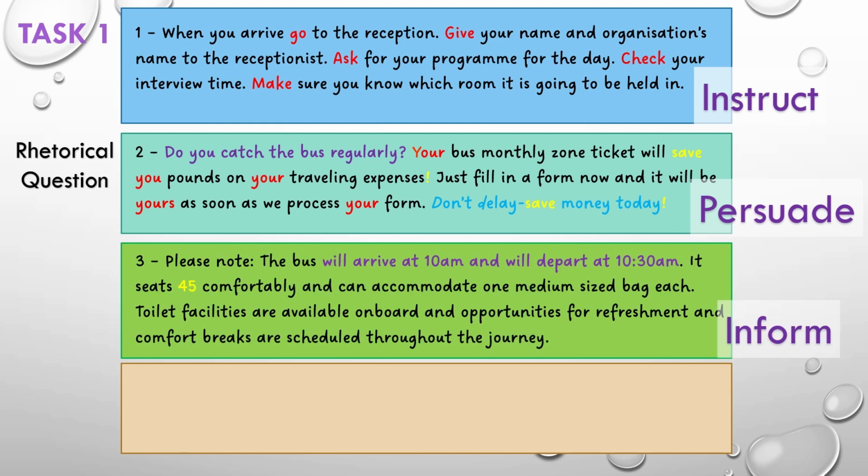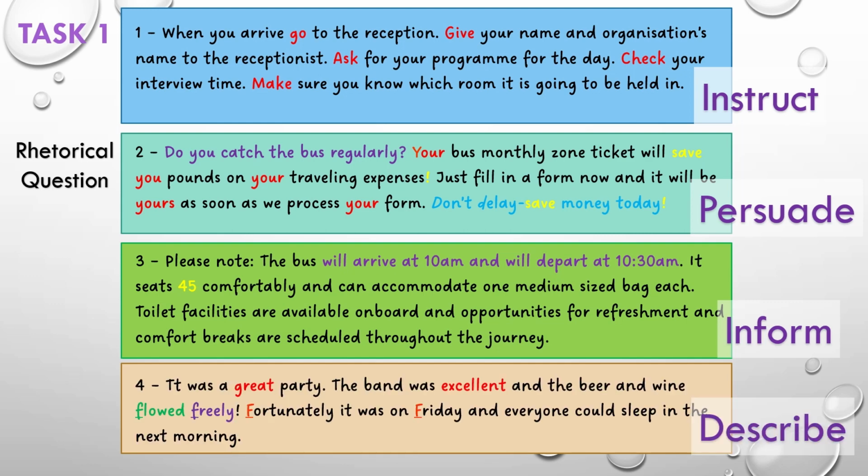Number 3, informative. You can see I've not highlighted much. There's nothing really to highlight in terms of specific language features in this piece of text. It could make use of percentages, statistics. It does make use of factual language. It's very clear and it's very concise, and that's how we know it's informative.